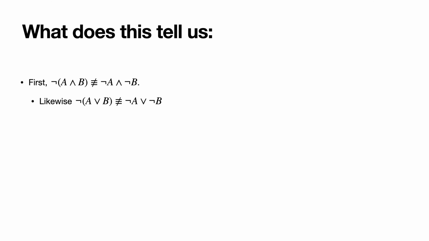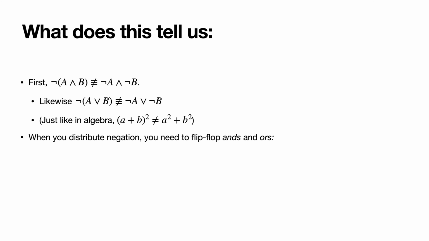One way to remember this is like saying in algebra, quantity A plus B squared is not equal to A squared plus B squared. When you distribute negation, you need to be sure to flip-flop your ands and ors. And remember the logic here. You can extend this to more cases by just kind of thinking about it.